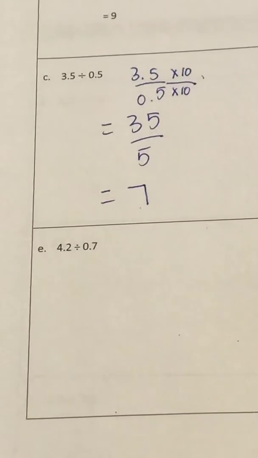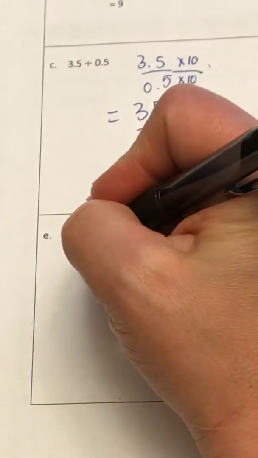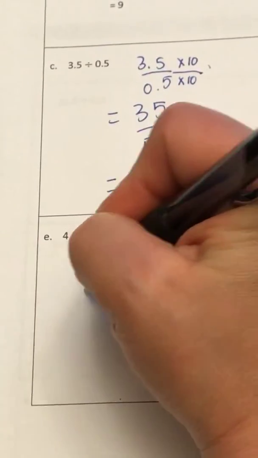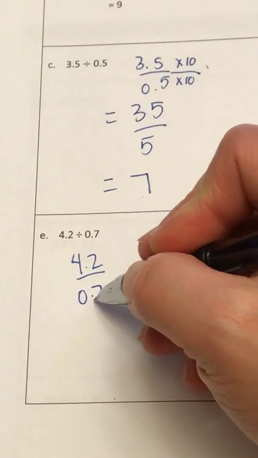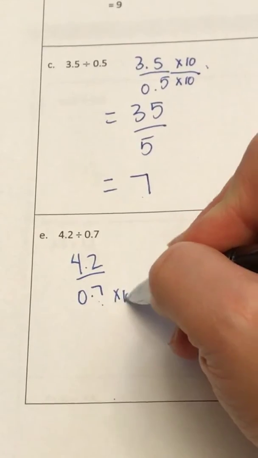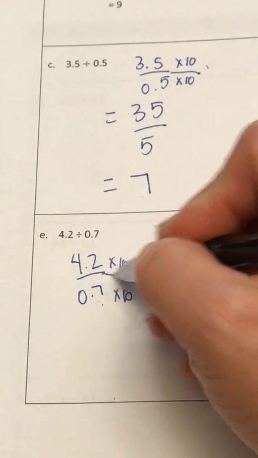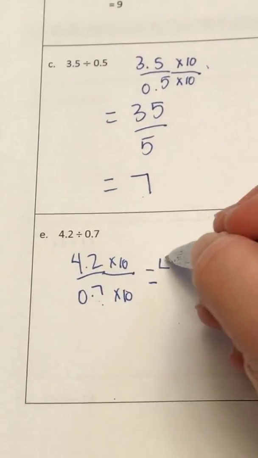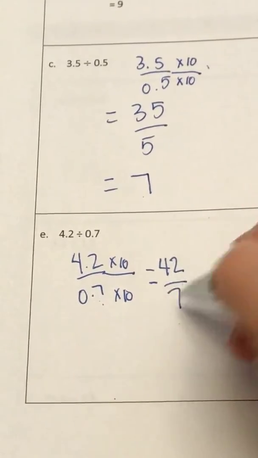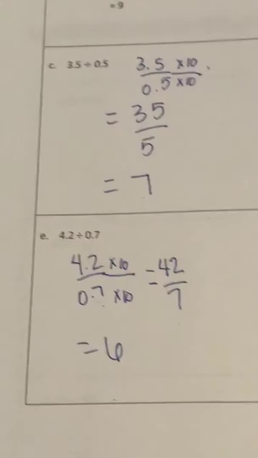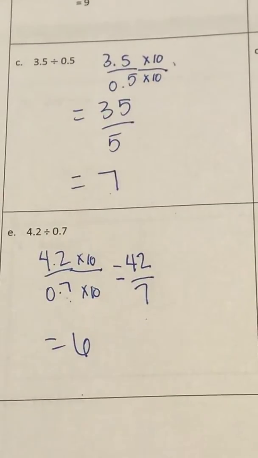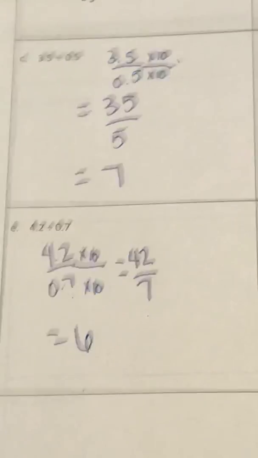Here on letter E, I'm going to rewrite it as a fraction. My denominator is in the tenths place, so I'm going to multiply by 10 to find my equivalent fraction. And that equals 42 over 7 equals 6, because 7 goes into 42 6 times.